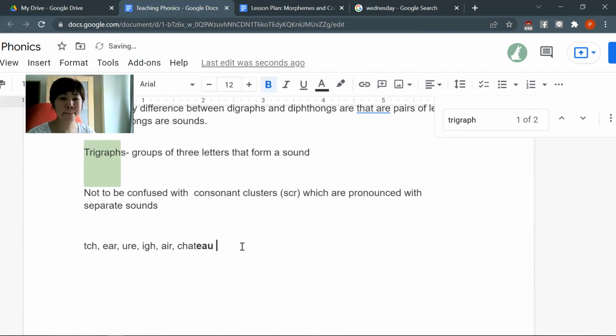We also have things like beautiful, right? That's a good example of a trigraph. E-A-U, right?